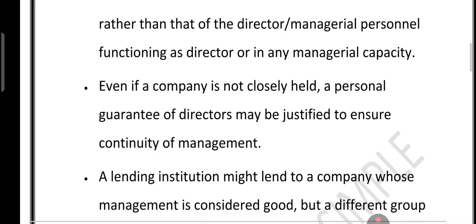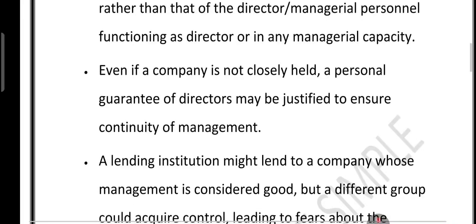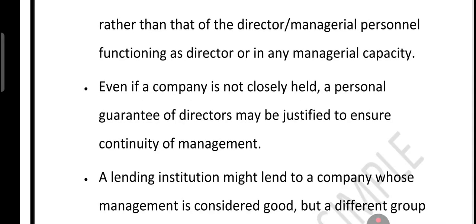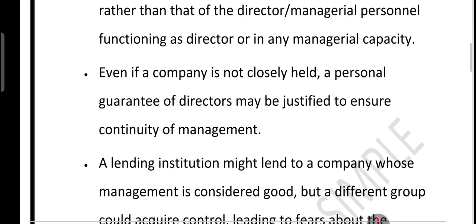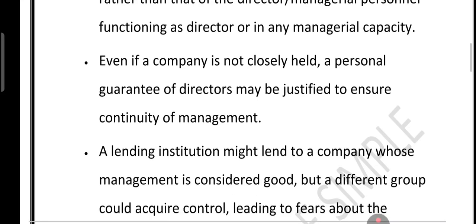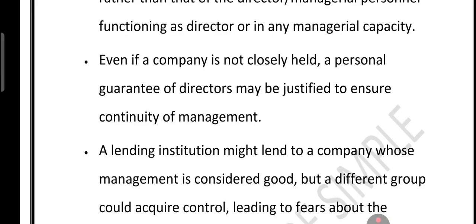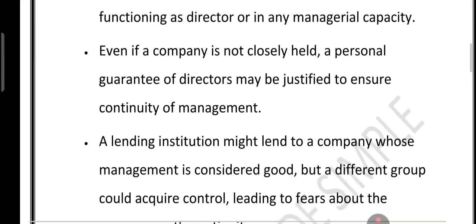But wait, what if the company is not closely held? Good question. Even in that case, the bank might still ask for a director guarantee, and here is why. Suppose a bank gives a loan thinking, hey, this company has great management, but later someone else takes over the company. Now the bank is worried, what if the new guy messes things up? So by taking a personal guarantee from the current key people, the bank tries to ensure management continuity and protect its money even if the control shifts. I hope it is clear now.